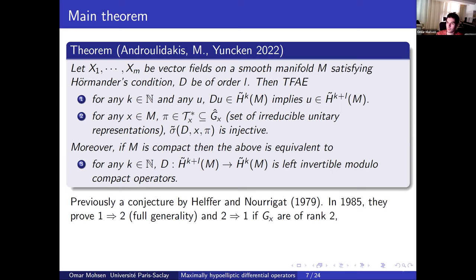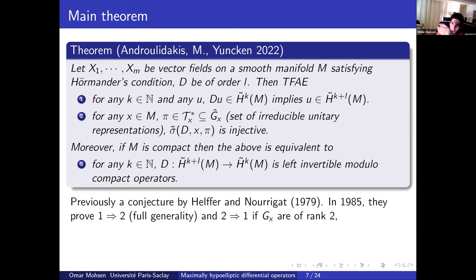And so they prove one implies two in full generality, and two implies one if the groups are of rank two. This means that in Hörmander's condition, you take your vector fields and you allow Lie brackets, but only one step Lie brackets. You don't take any higher Lie brackets. So they prove the theorem under this assumption, but they conjecture that it also remains true more generally if you allow any iterated Lie brackets.